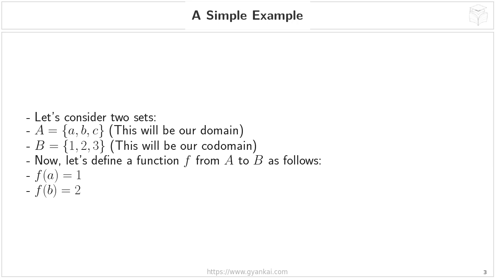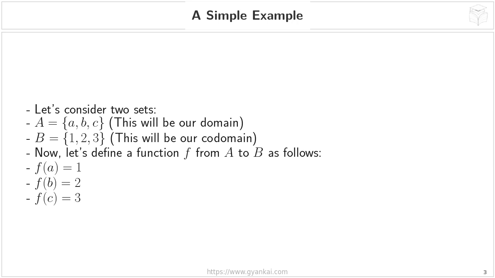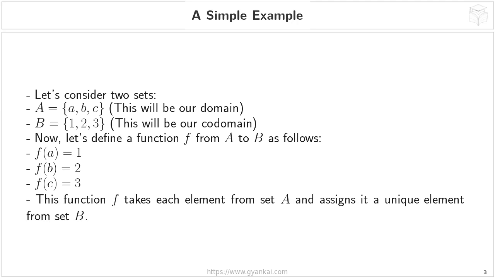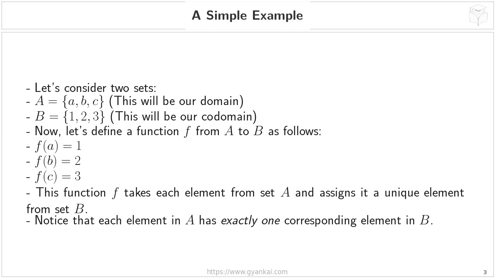Similarly, f of B is equal to 2, meaning B gets mapped to 2. And finally, f of C is equal to 3, so C gets mapped to 3. What this function f does is take each element from set A and assign it a unique element from set B. It's crucial to notice here that each element in A, B, and C has exactly one corresponding element in B. A goes to 1, B goes to 2, and C goes to 3. There's no ambiguity, and no element in A is left out.